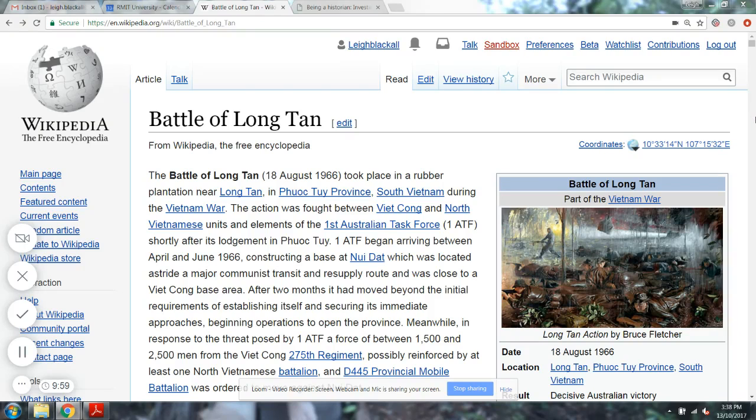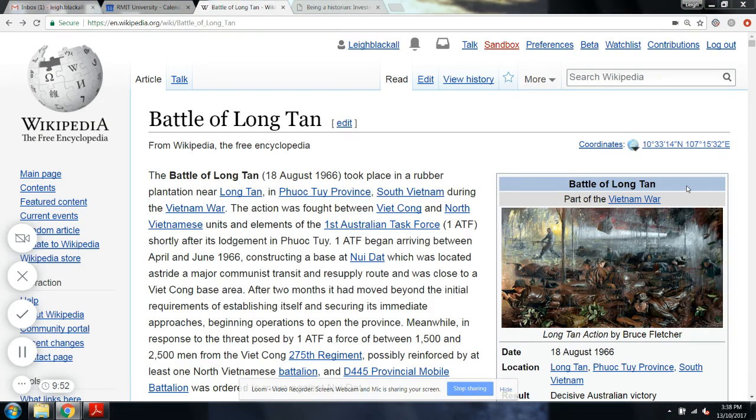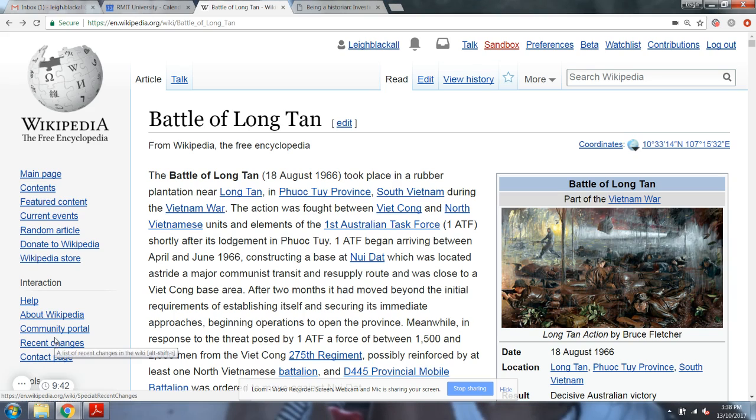Well, g'day. I have a few minutes spare and wanted to get this quick recording about using Wikipedia in research out of the way. Here I am looking at the English Wikipedia article for the Battle of Long Tan. This is an article I was reading quite a while ago now, and I just remembered it was a good example of this particular method.